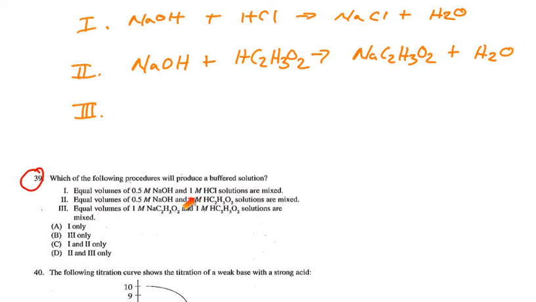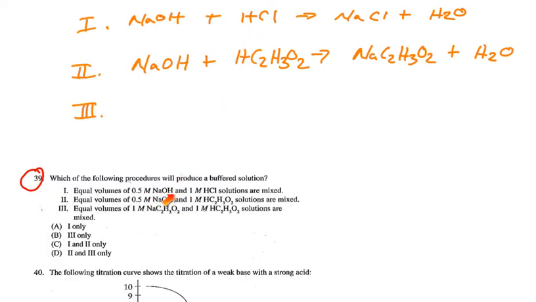But what we're getting to up here is that sometimes we make buffered solutions during reactions, during titrations, or just mixing of acids and bases. So for these two, we're actually going to have to draw out reactions. So 3 is definitely an answer choice, but let's look at number 1. So number 1, we have sodium hydroxide reacting with HCl.